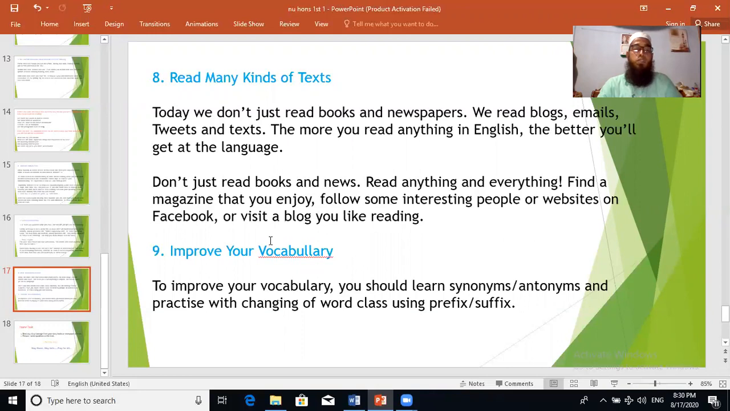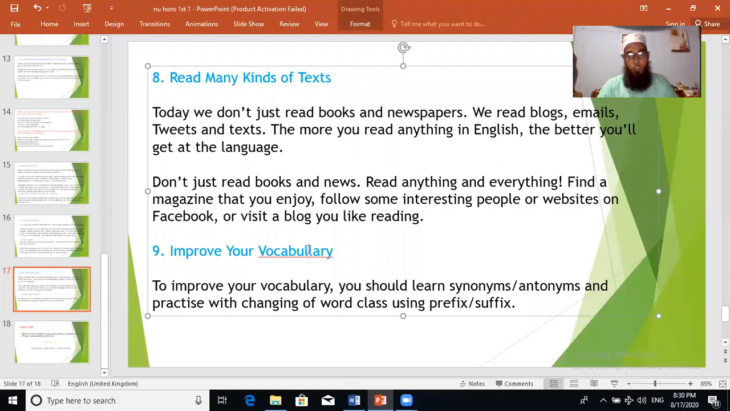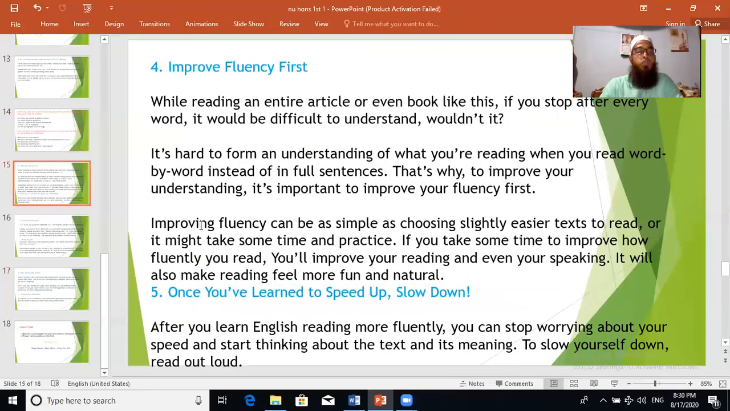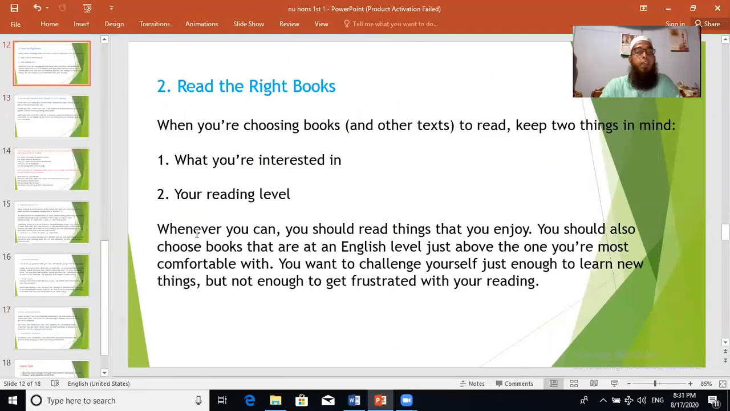And last but not least, number 9, improve your vocabulary. You need to improve your vocabulary to develop your reading skills. To improve your vocabulary, what can you do? You should learn synonyms, antonyms, and practice changing word class using prefixes and suffixes. That's a technique to improve your vocabulary. So you see, these are the steps. Just at a glance, try to see those steps actually.